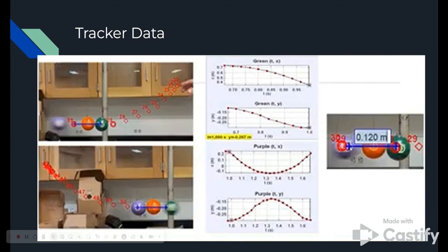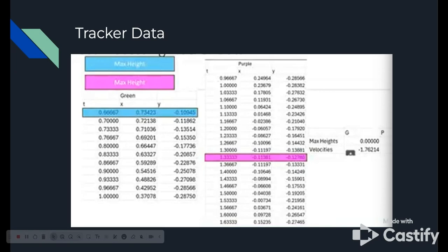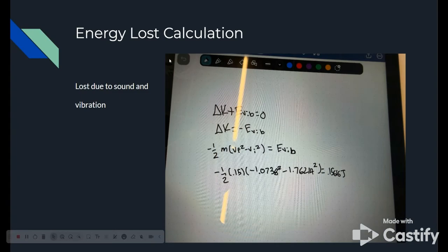And the original distance was 0.12 meters. And the max height, as highlighted in blue here at time 0.67, was 0.73 and then negative 10. And then at time 1.3, it was negative 0.11 and negative 0.12. So we use these numbers to calculate energy loss due to sound and vibration.